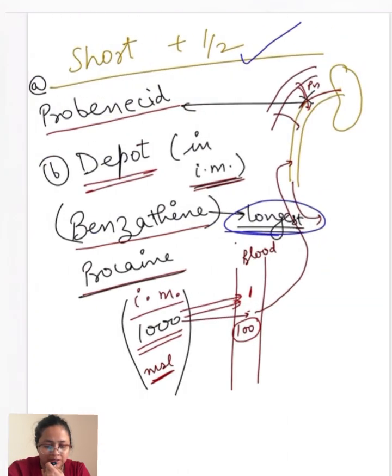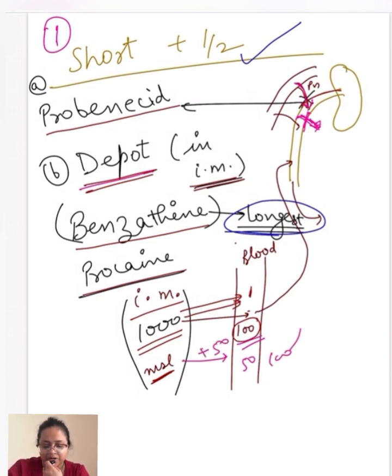To overcome short half-life, what we can do is tubular secretion competition. We can use a competing drug, that is probenecid, or we can use a depot drug, which means in the IM intramuscular route we attach a benzathine group or procaine group to release the drug slowly into the blood, so that if 100 molecules go, they are tubular secreted in 2-3 hours. Then, due to the concentration gradient, muscles act as a reservoir of the drug and keep on giving 100 molecules, so the action becomes longer, and benzathine penicillin is the longest acting penicillin.